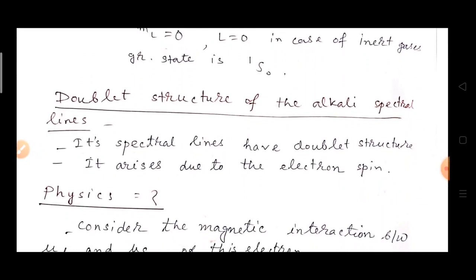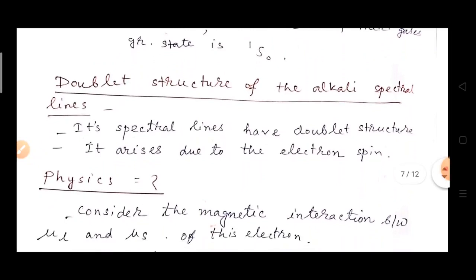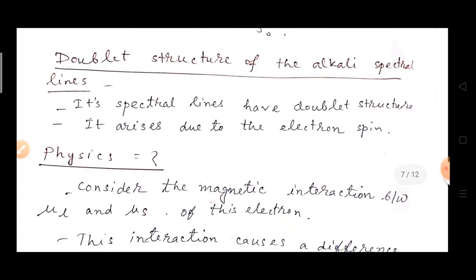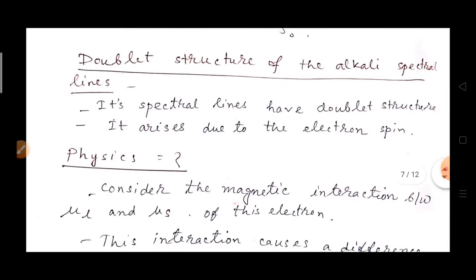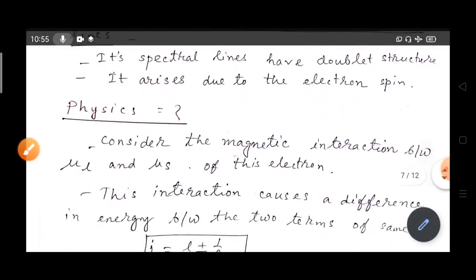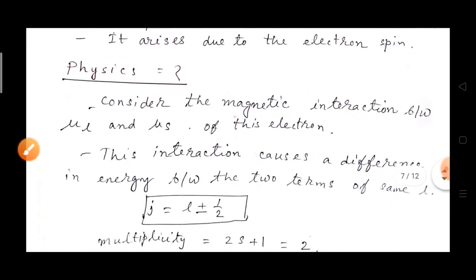Now, the doublet structure of the alkali spectral lines. We have to understand why there are 2 lines, or doublet lines, in the spectral lines of alkali atoms like the hydrogen atom, like the sodium lines D1, D2. Why do we get this doublet line? These spectral lines have a doublet structure, and it arises due to the electron spin. Okay, what is the physics behind it?